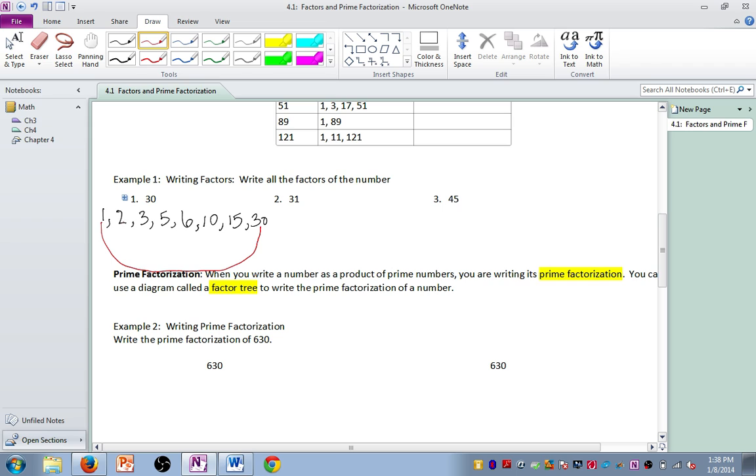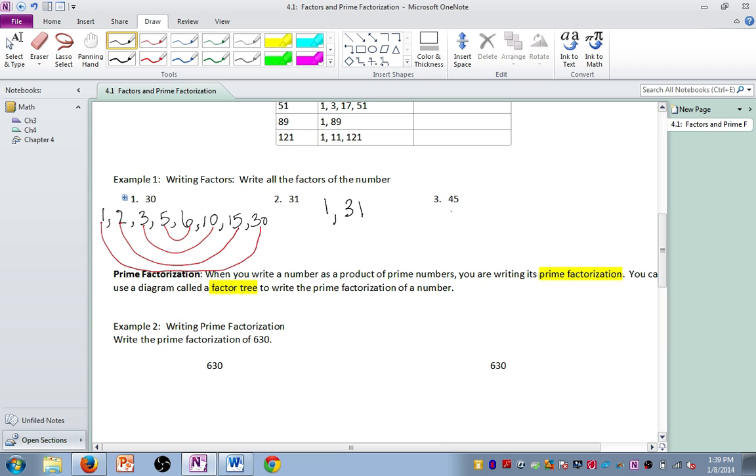Then I match up the next two. 2 times 15 is 30. 3 times 10 is 30. And 5 times 6 is 30. When we move on to the next example of 31, 31 is a prime number. It only has two factors, 1 and itself.